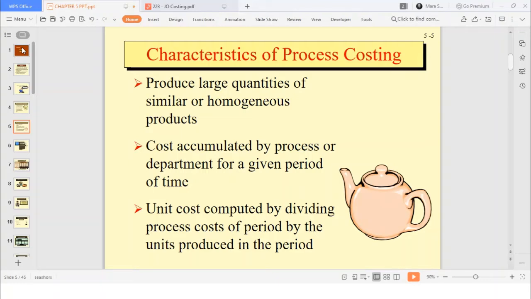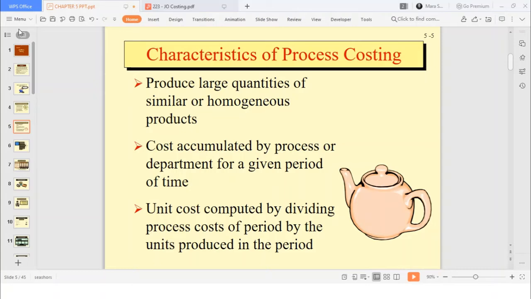So, daghan nga products ang mo undergo sa Department A. Daghan nga products ang mo undergo sa Department B and Department C. Now, kato mga different products nga ni-undergo sa kanang department, ang cost sa kanang department, for instance, the cost of Department A, i-divide or allocate na siya sa katong mga products pod nga ni gamit sa Department A. So mao na siya ang process costing.